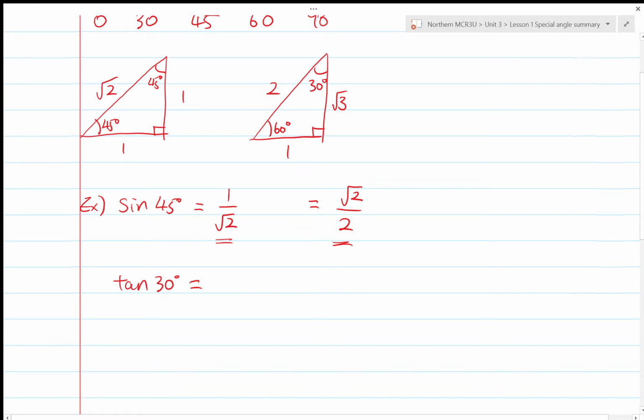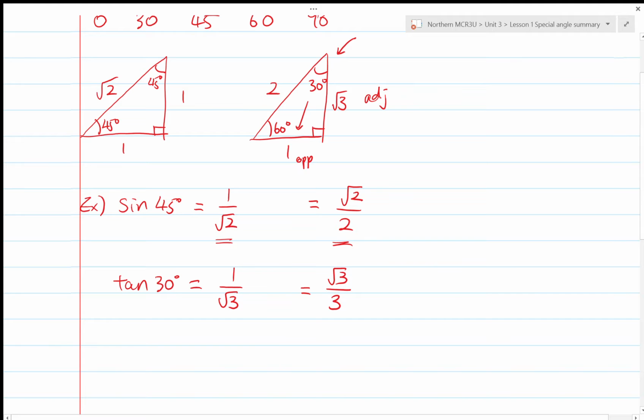So tangent 30 degrees, that means we're looking at this 30 degrees. So this is my opposite side and this is my adjacent side. So tangent 30 is then opposite over adjacent, so that will be 1 over square root of 3. If you want to rationalize this one, then you basically multiply square root of 3 to the top and the bottom. So then this becomes square root of 3 over 3. But again, I don't mind either of the answers.